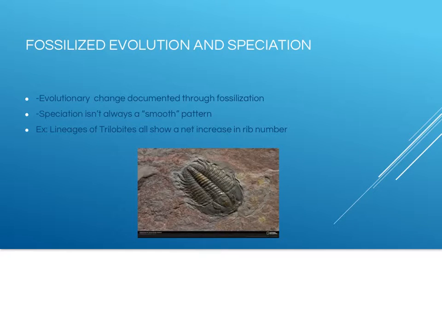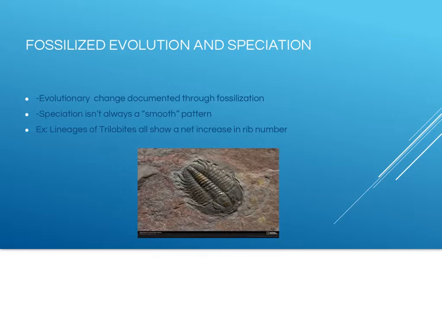Evolutionary change is documented by fossilization. There are two major schools of thought here: gradualism and punctuated equilibrium. Gradualism suggests slow changes over time, while punctuated equilibrium suggests long periods of stability between the changes.